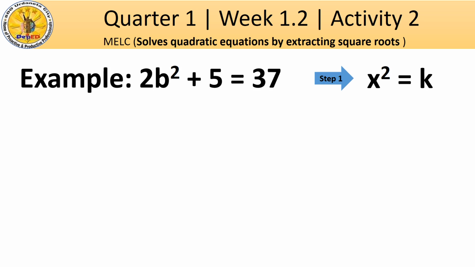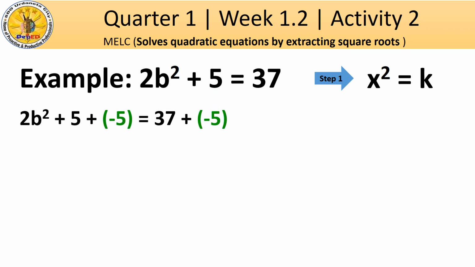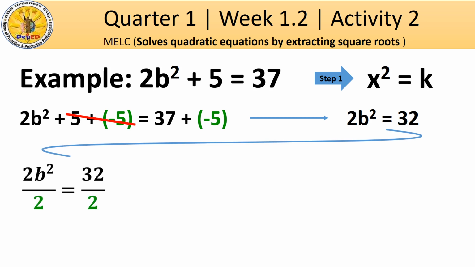Let's try it one more time. The equation is 2b squared plus 5 equal to 37. Remember, remove the constant before the coefficient. So let's add negative 5 on both sides of the equation to remove the constant 5. The resulting equation will be 2b squared equal to 32. Afterward, divide the equation by 2 to remove the coefficient of the variable b.